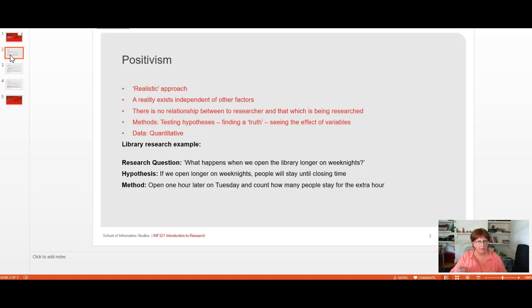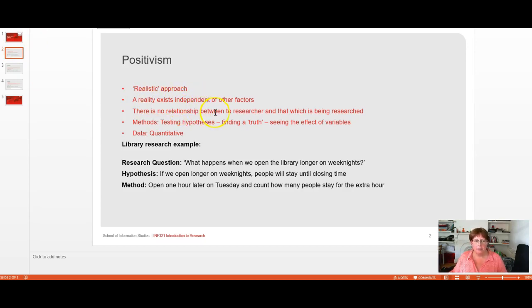Okay, first, positivism. This is the idea that there is a reality, and that reality is independent of any variables or any factors or any stuff that goes on around that reality. That there is one reality, and we can go out there and we can find what that is by doing some research. So that reality exists independent of other factors.